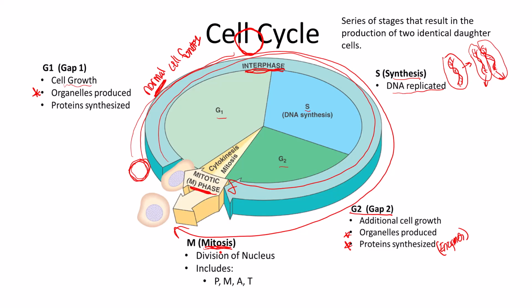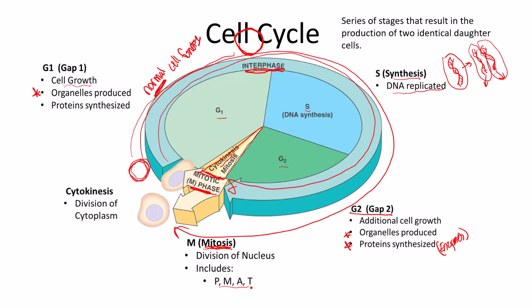We are simply dividing the nucleus and preparing for the end of mitosis, in which the cell does actually divide the cytoplasm. But the mitotic phase is going to include PMAT, or Prophase, Metaphase, Anaphase, Telophase. In the next video, we will go through the intricate details of each of those phases, but for now, this is a very small sliver of the cell cycle in which the nucleus divides.